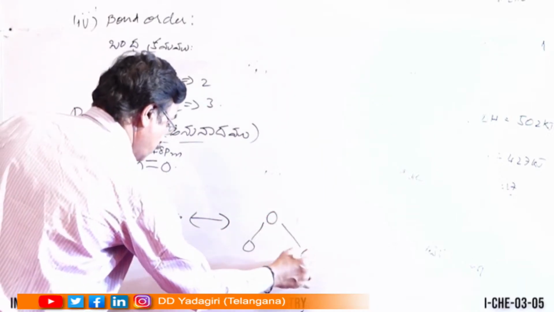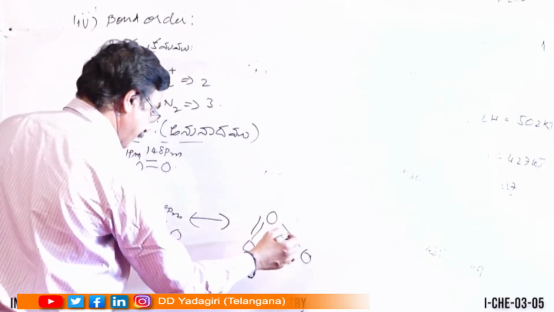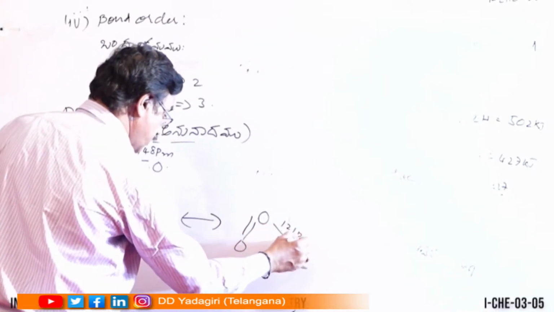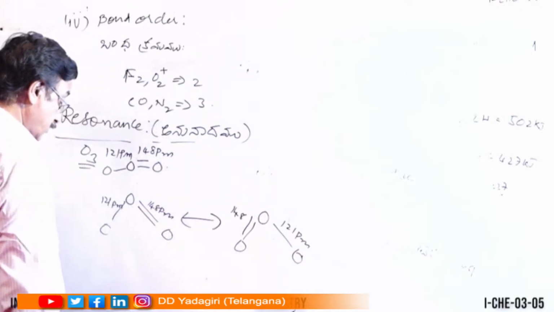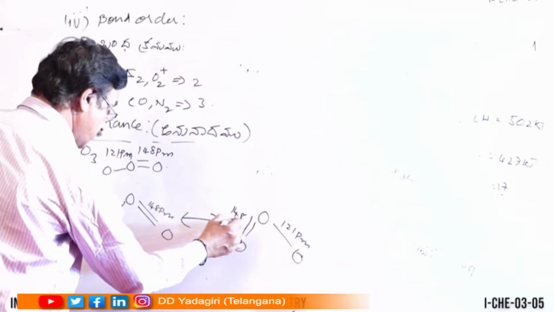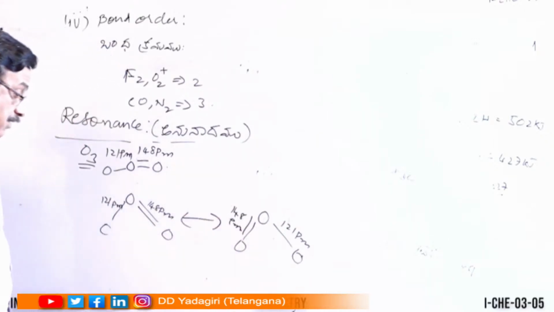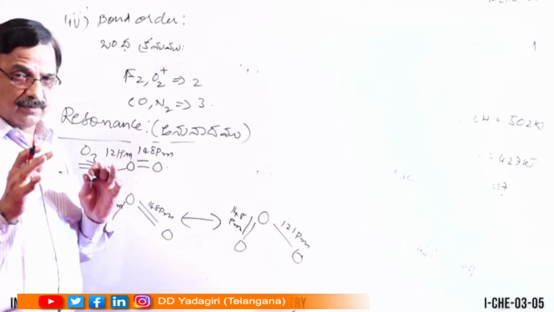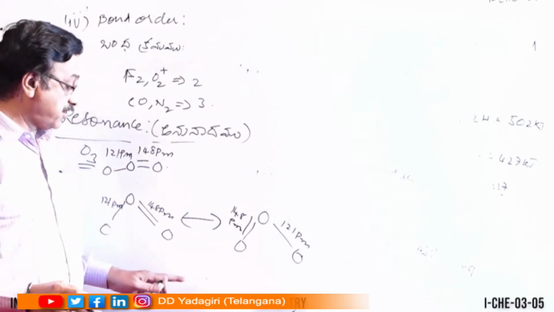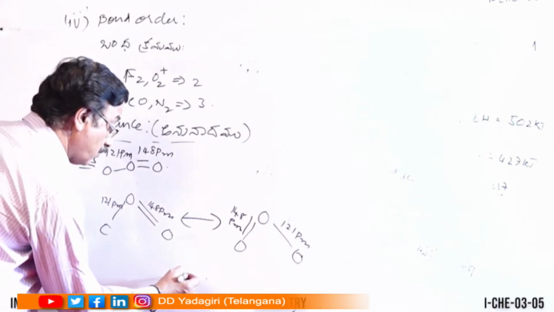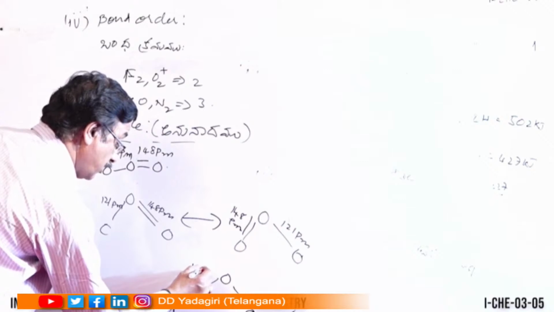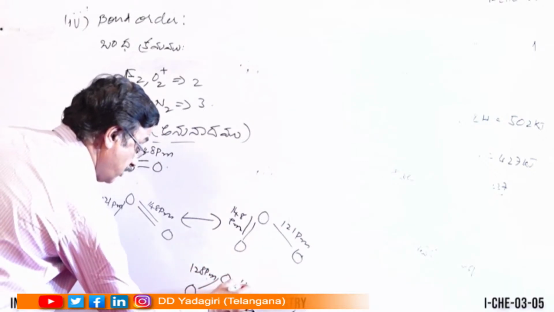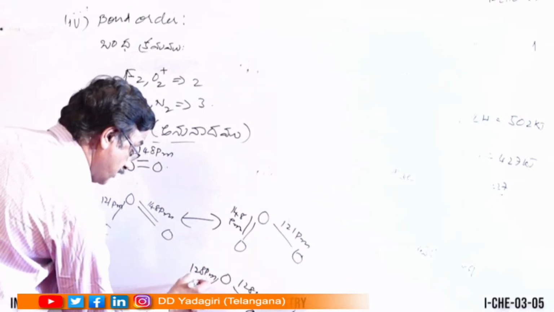O, O, O. This is 121 picometers, 148 picometers. But practically, when we observe it experimentally, the bond distance between O and O is 128 picometers.